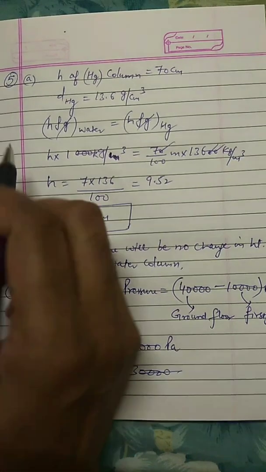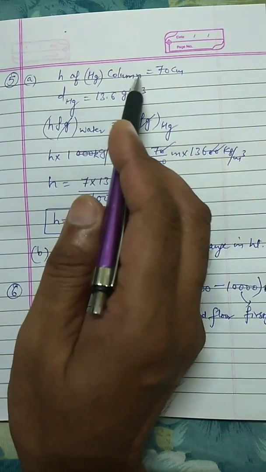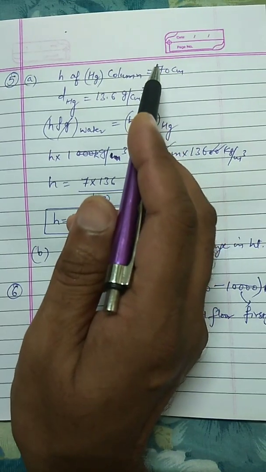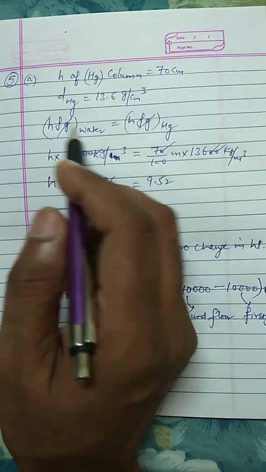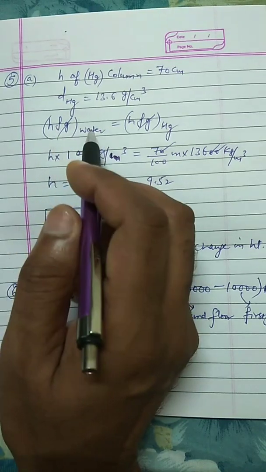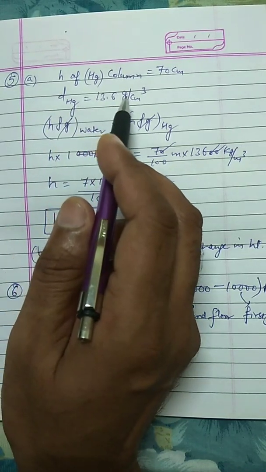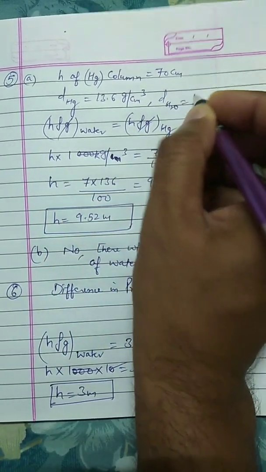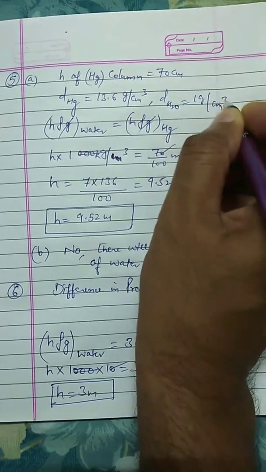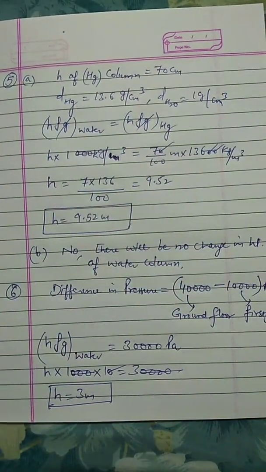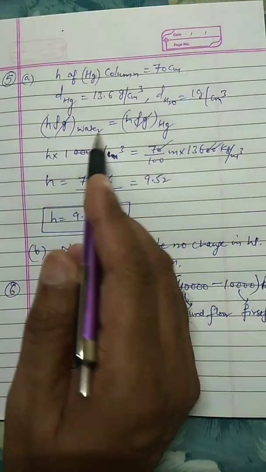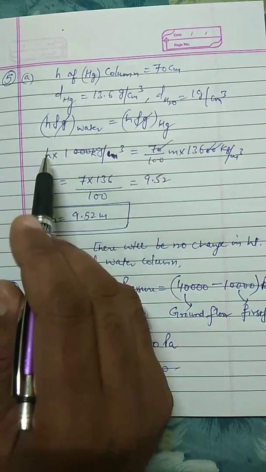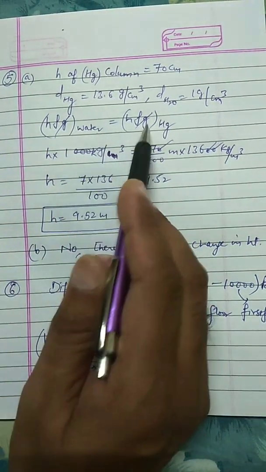Now in the fifth numerical, the height of the mercury column is given as 70 centimeter, and it can exert pressure equal to the height of the water column, which we have to find. So the density of mercury is 13.6 gram per centimeter cube and the density of water is 1 gram per centimeter cube. So apply the formula H rho G for water, that should be equal to H rho G due to the mercury column. So then this gravity will cancel out.